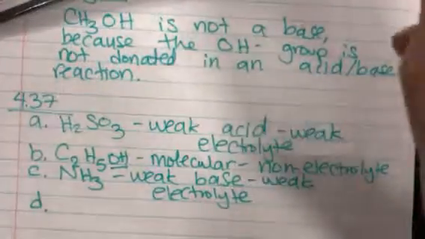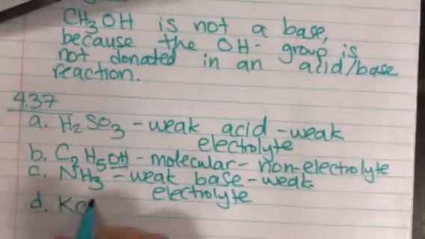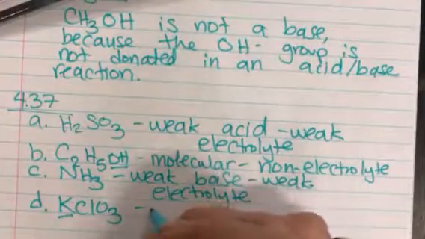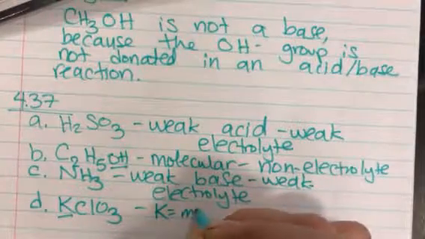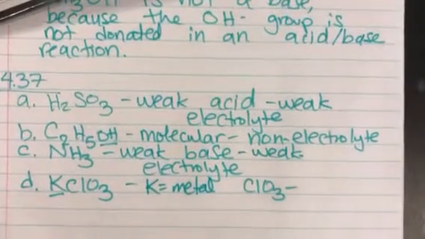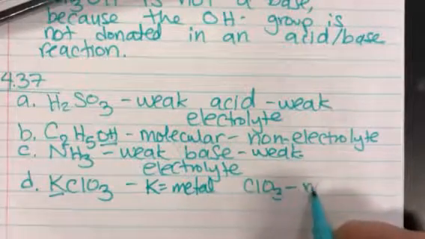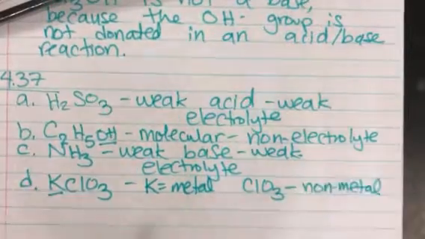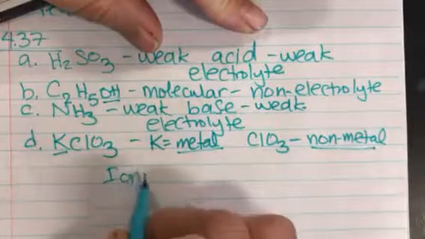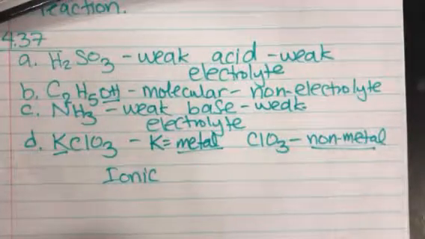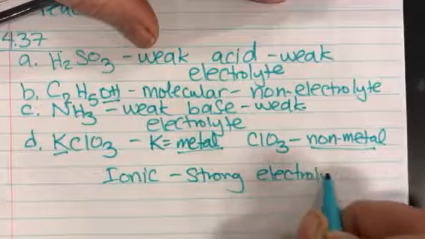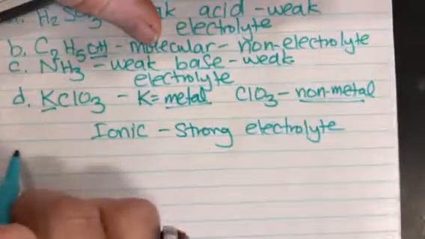And letter D is asking about KClO3. Notice that's one indicator here: K is a metal. Now think about that one. Which one is that? That is a polyatomic ion. That is chlorate. So remember, if we have a metal and a non-metal, that is an indicator that we have an ionic compound. So that is ionic, and that is also going to be a strong electrolyte, because it will dissociate completely into ions.